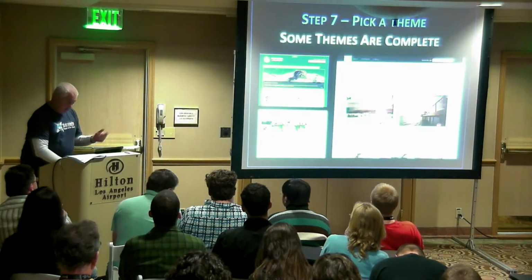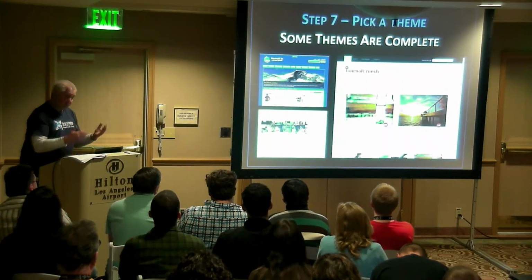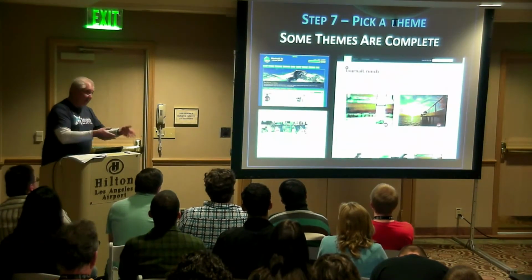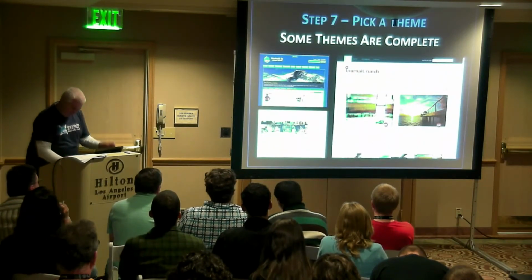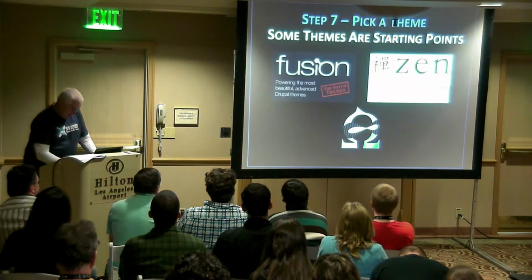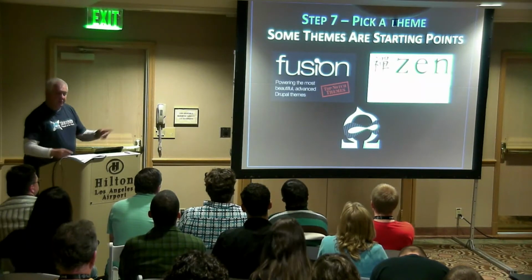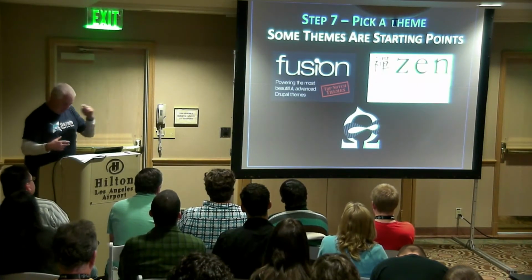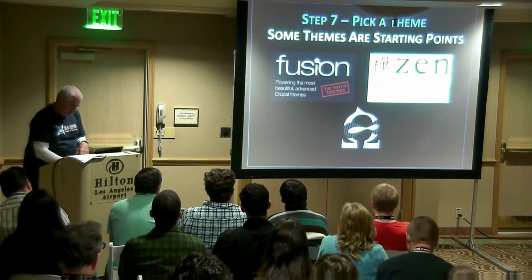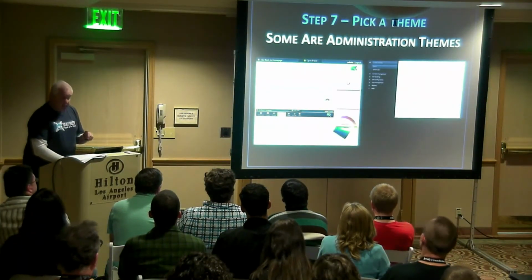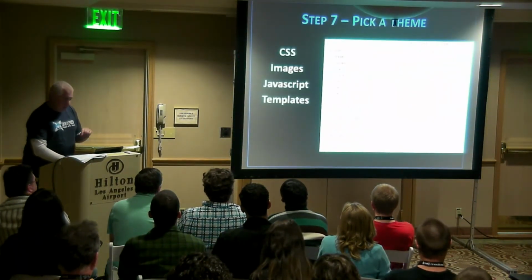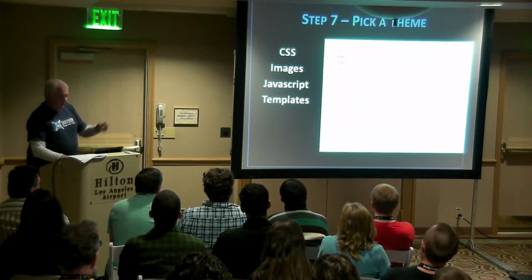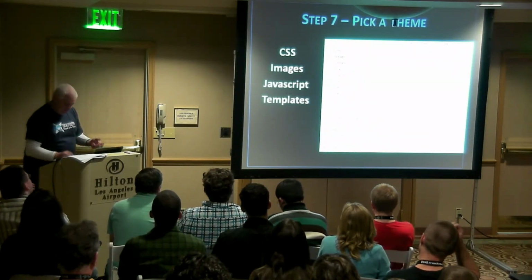Talking about theming, there's basically a bunch of different kinds of themes. There's complete themes, which you install like Corolla, and you've got a theme out of the box. There's starter themes, so if you're building a custom one, typically you want to use one of the starter themes like Fusion, Zen, or Omega, the big three in my mind. And then there's admin themes that we talked about earlier. If you look at a theme, it's basically made up of CSS, images, JavaScript, and template files.